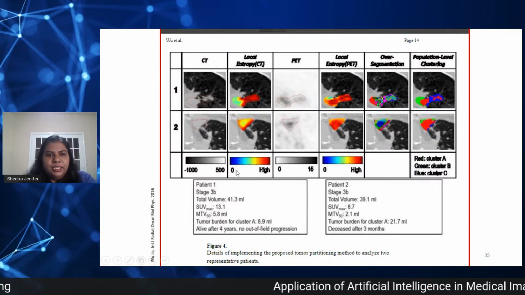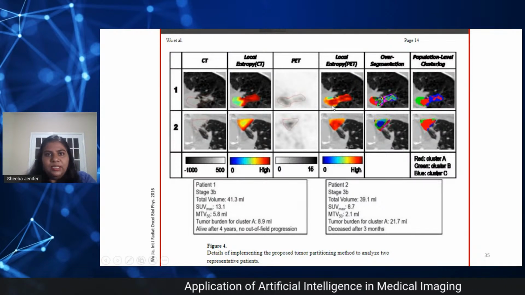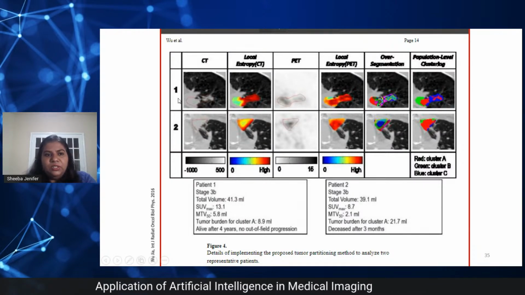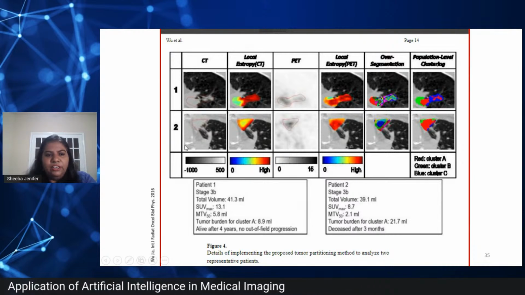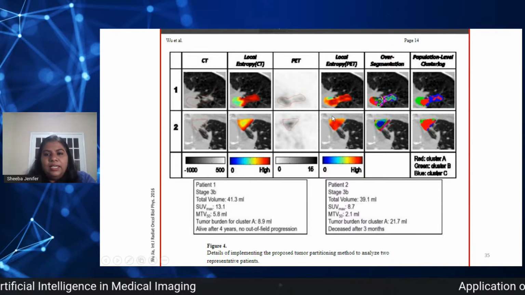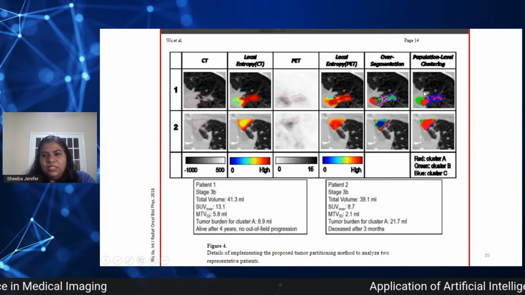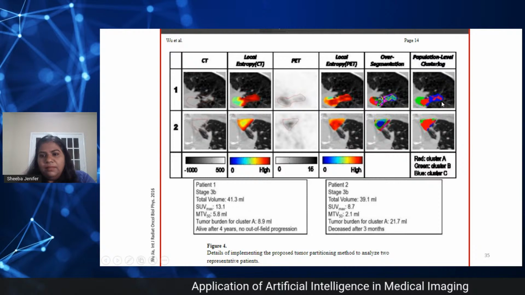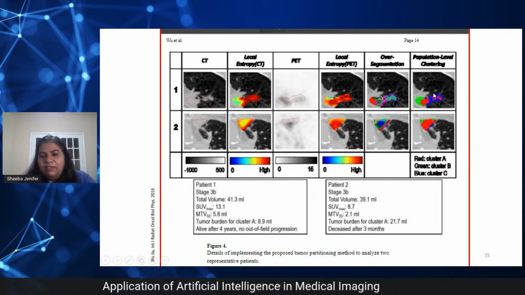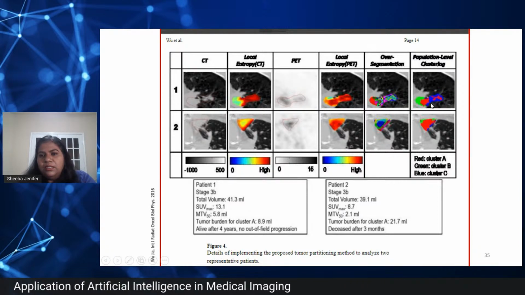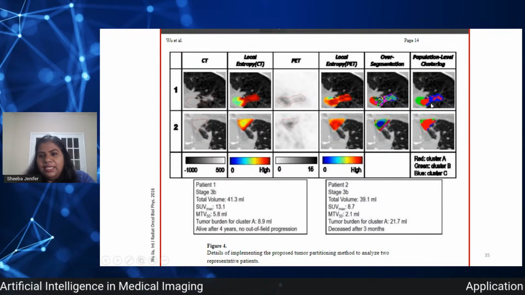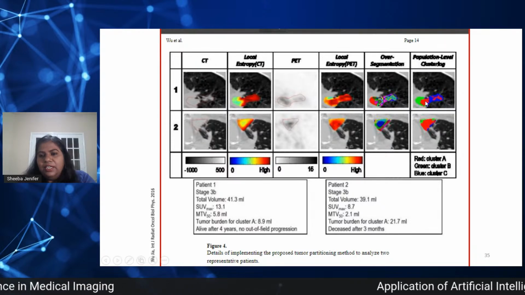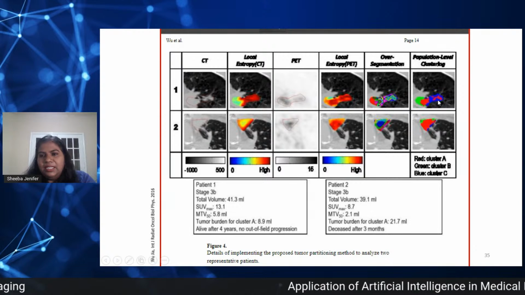And I'll just directly go into the results. So here you can see the first row shows one patient and the second row shows another patient. And you can see the clusters, what has been divided. And the last column shows the population level clustering. And to easily understand, I can say red is cluster A, green is cluster B, and blue is cluster C.